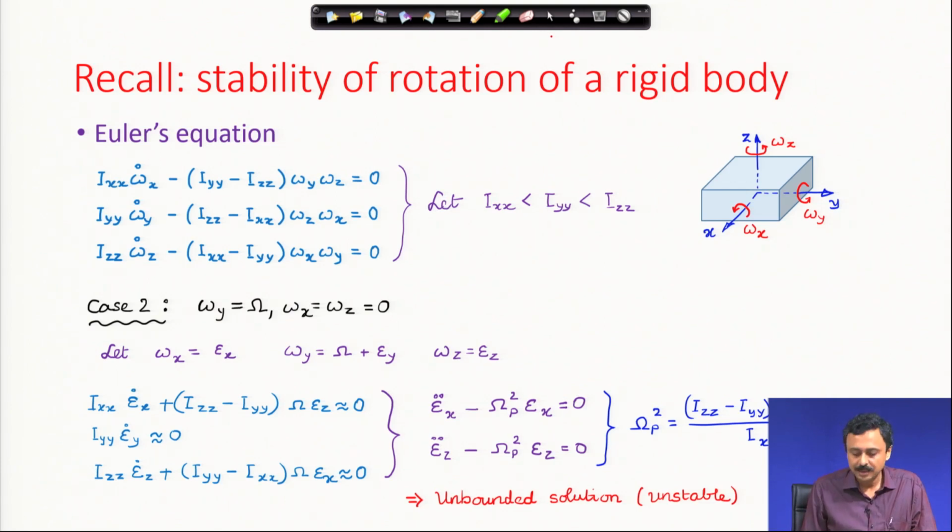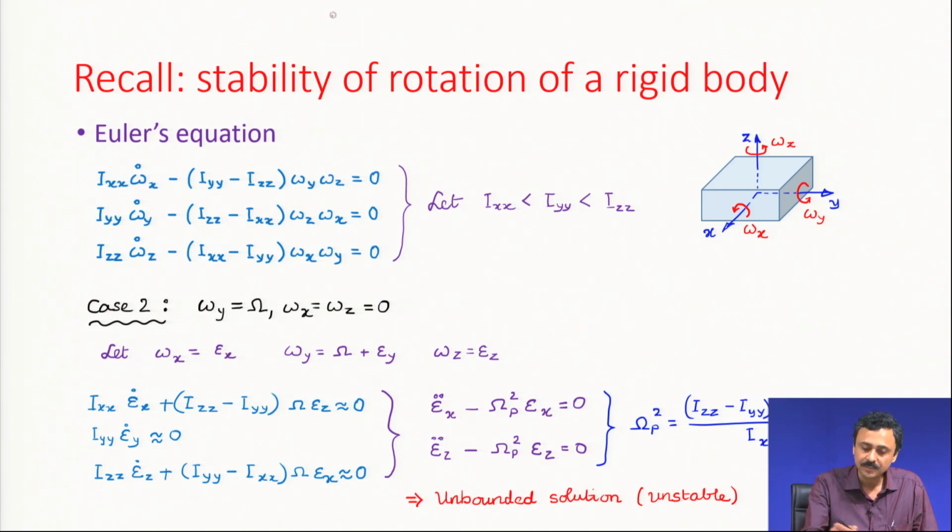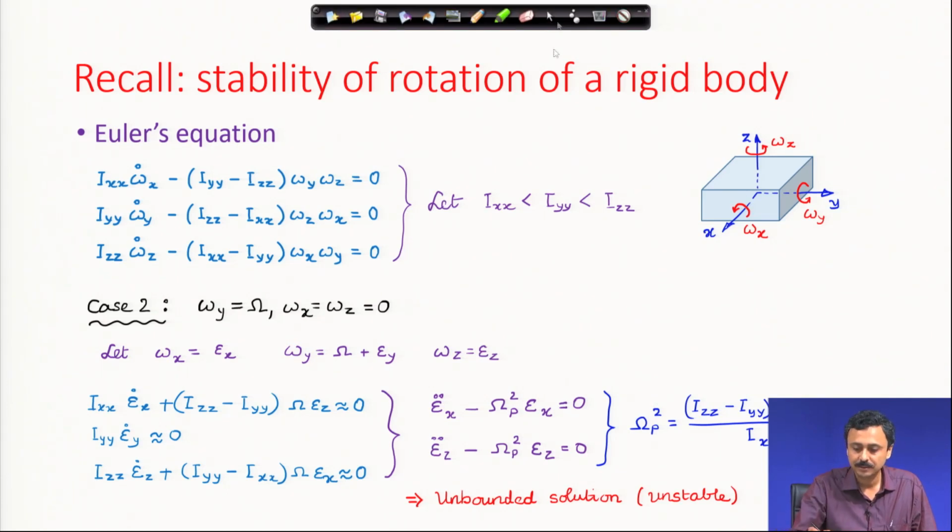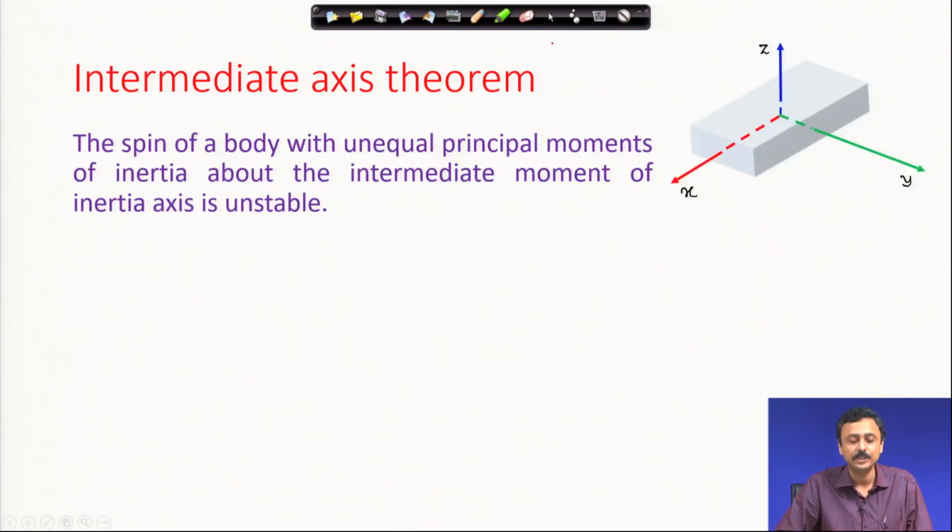In linear analysis we would say it is an unbounded solution, but really it will not be unbounded, because we are doing linear analysis, and as the values increase, this simplification itself is not valid. Therefore, linear analysis can only be used to say that the system is unstable. This spin state about the intermediate axis is unstable. This was the crux of the matter, or the statement of the intermediate axis theorem.